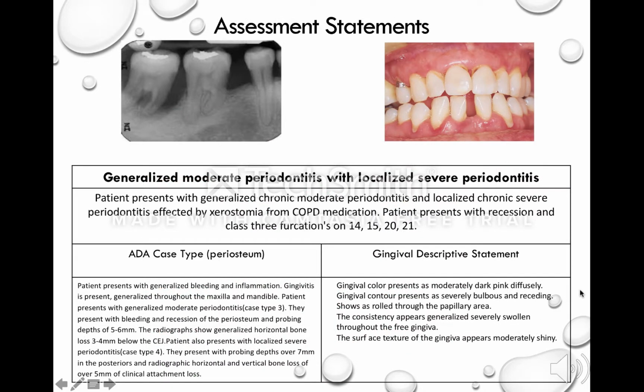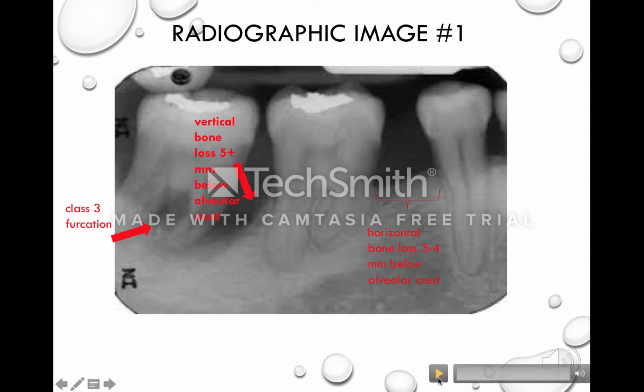My patient presents with generalized chronic moderate periodontitis and localized chronic severe periodontitis, affected by xerostomia from COPD medication. Patient presents with recession and class 3 furcations on tooth number 14, 15, 20, and 21. In this radiograph, we can see class 3 furcation, vertical bone loss of over 5 millimeters below the alveolar crest, and horizontal bone loss 3 to 4 millimeters below the alveolar crest.